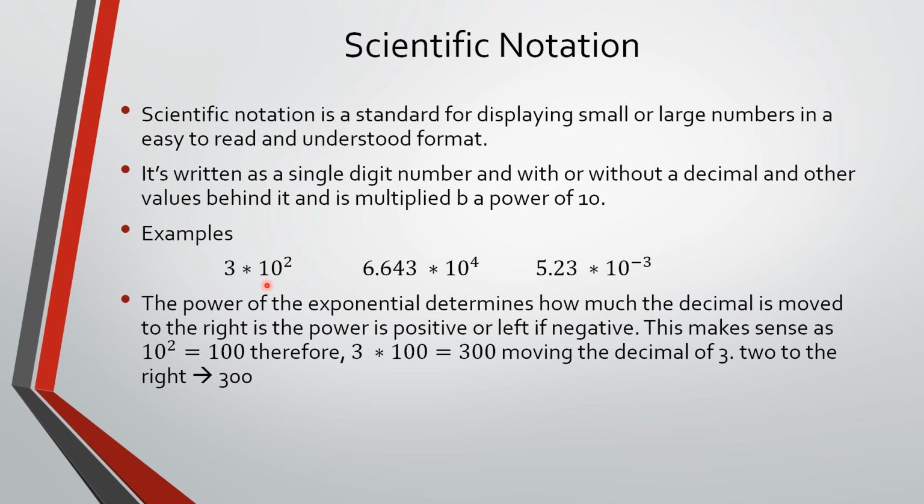The power of the exponential determines how much the decimal is moved, to the right if the power is positive, or left if the power is negative. This makes sense as 10 to the power of 2 is 10 times 10, which is 100. Therefore 3 times 100 is 300. So we're moving the decimal 2 places to the right. If the decimal is here, we're moving it 1, 2 to the right, and then we just fill in a 0 and a 0. So then it becomes 300.